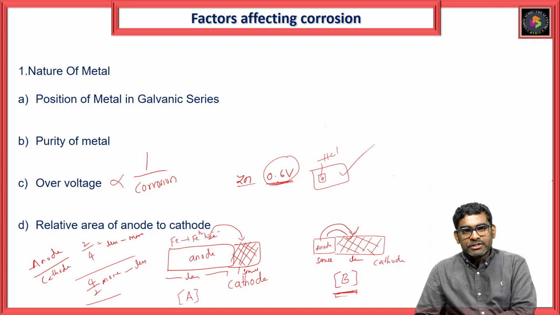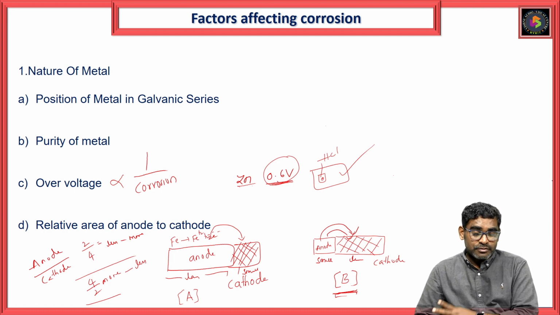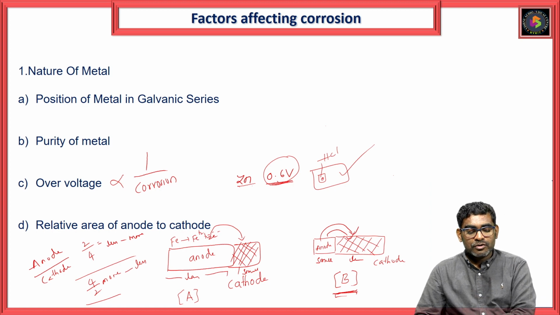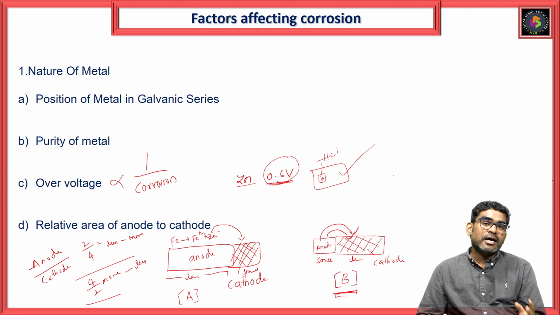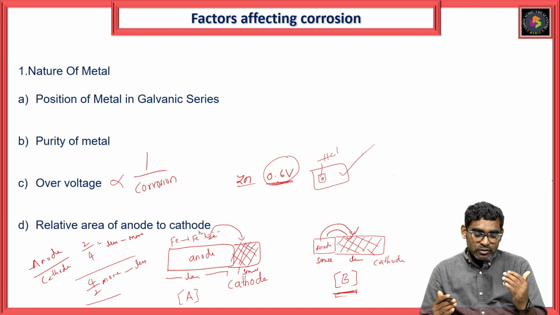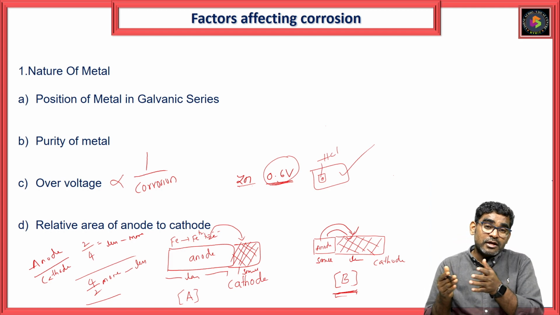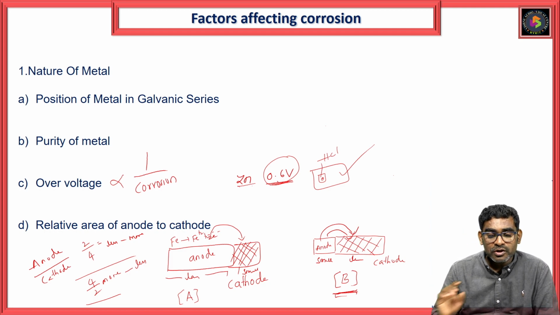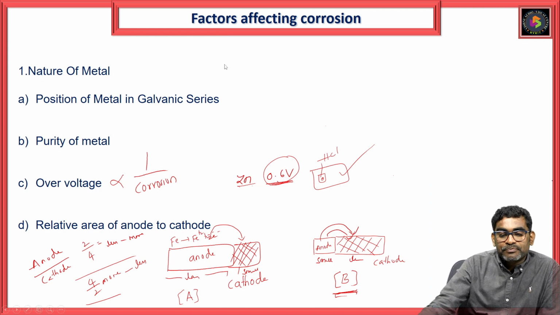Then overvoltage. The overvoltage of a metal is always inversely proportional to corrosion. It means if overvoltage is more, the extent of corrosion is less. If overvoltage is less, the extent of corrosion is more. And finally, the relative area of anode to cathode. When anodes are large and the cathode is small, the rate of corrosion is less, whereas when anodes are small and cathodes are large, the rate of corrosion is more. This is with respect to the nature of the metal.